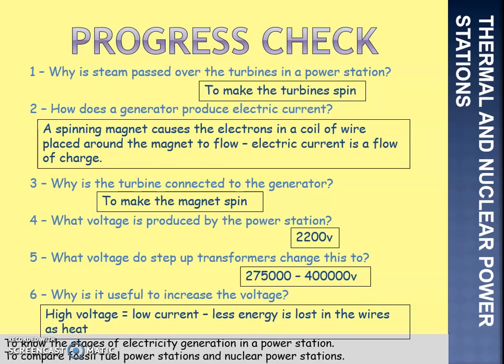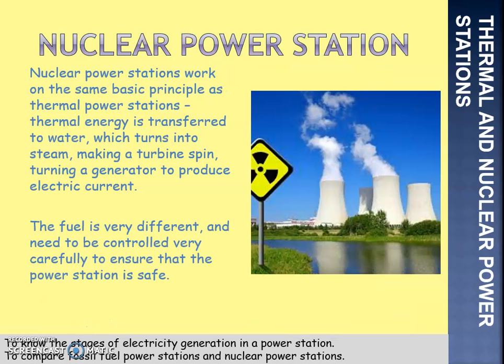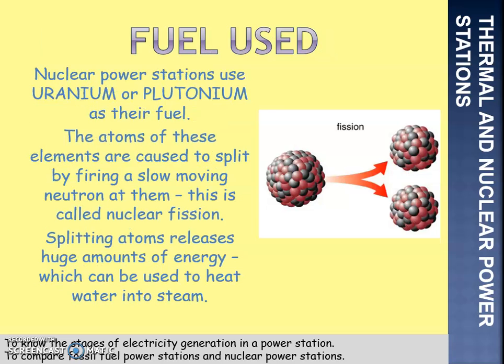Now, nuclear power stations work on the same basic principle as thermal power stations. Thermal energy is transferred to water, which turns into steam, which makes a turbine spin. This turns a generator, producing electric current. But in a nuclear power station, the fuel is very different, and it needs to be controlled very carefully to ensure the power station is safe.